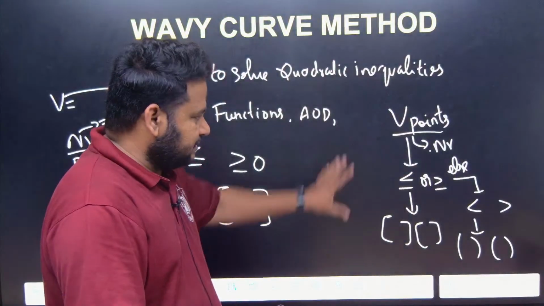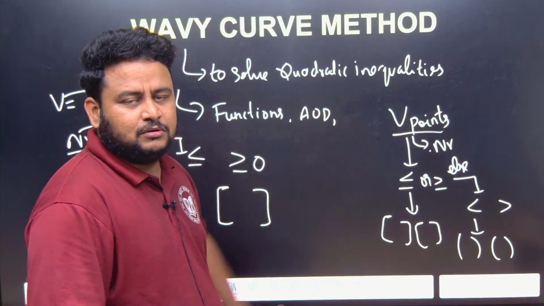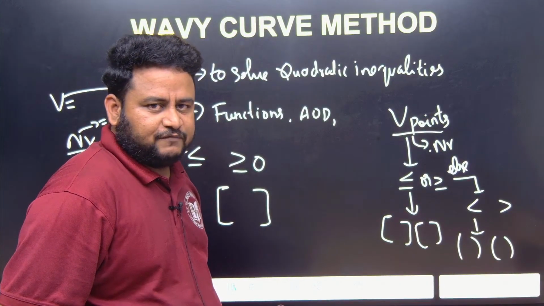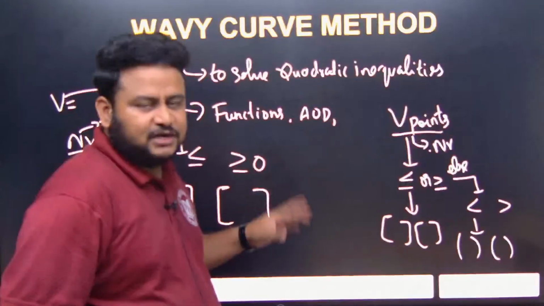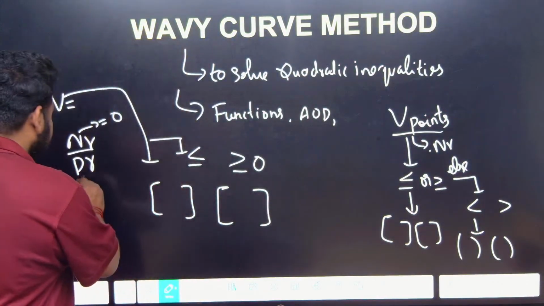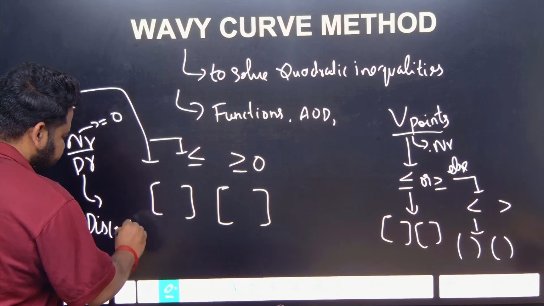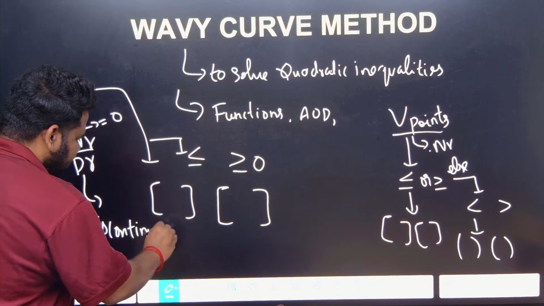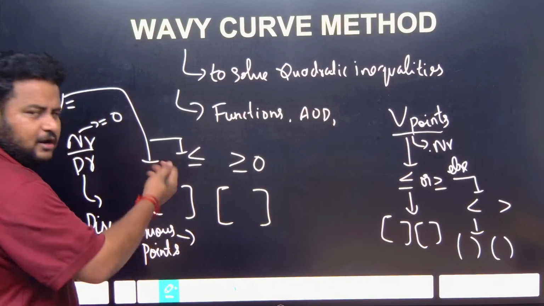So then what about the denominator? This I am talking about the numerator. Numerator, whatever points we get if we equate to 0, we call them vanishing points. Now if you talk about the denominator, whatever points we get on equating to 0, those points are called discontinuous points. Here, it does not depend on the inequality at all.